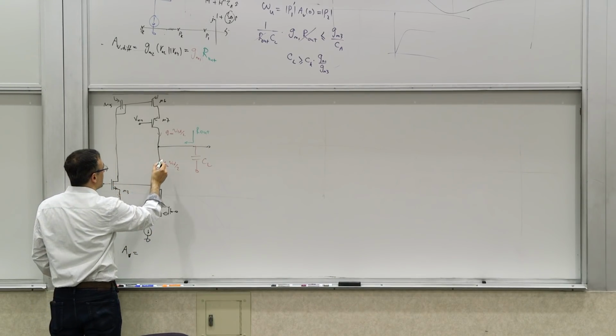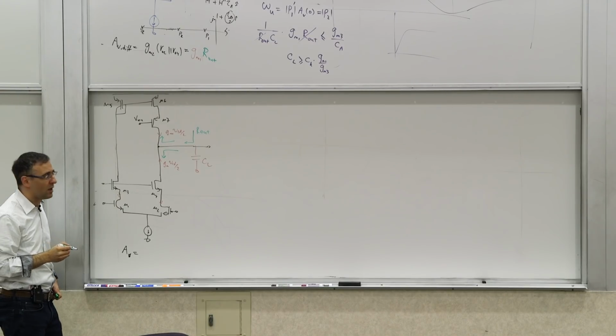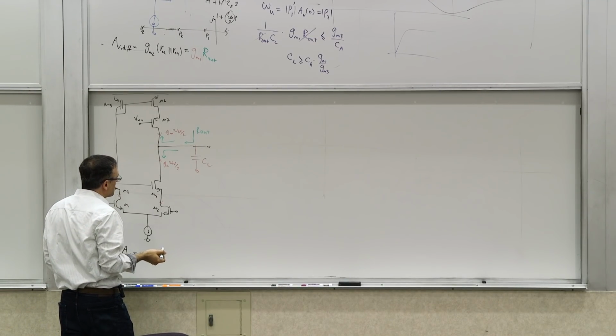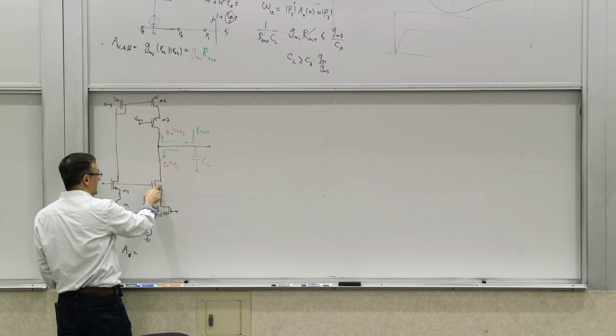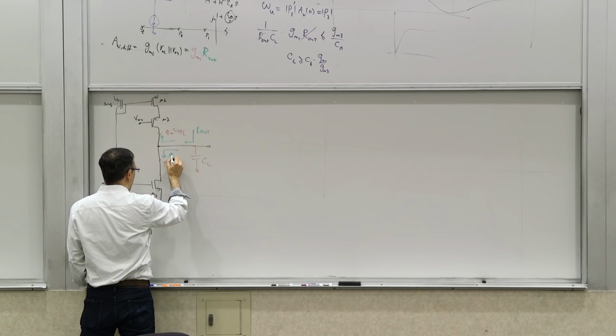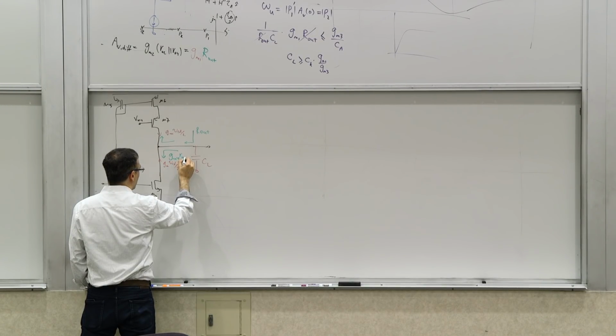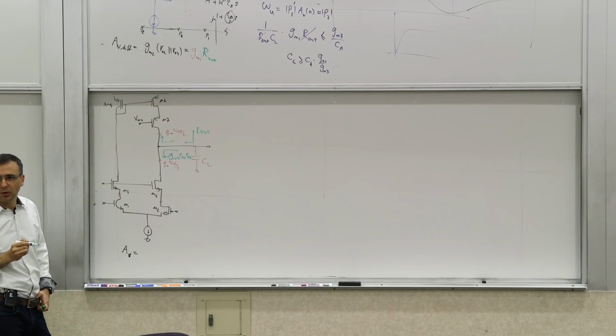Well, it's this resistance looking down in parallel with this resistance looking up. What is the resistance looking down? It's really RO of this guy times 1 plus GM of this guy times RO of that one. But roughly, it's GM4 RO4 RO2. That's the dominant part of that.